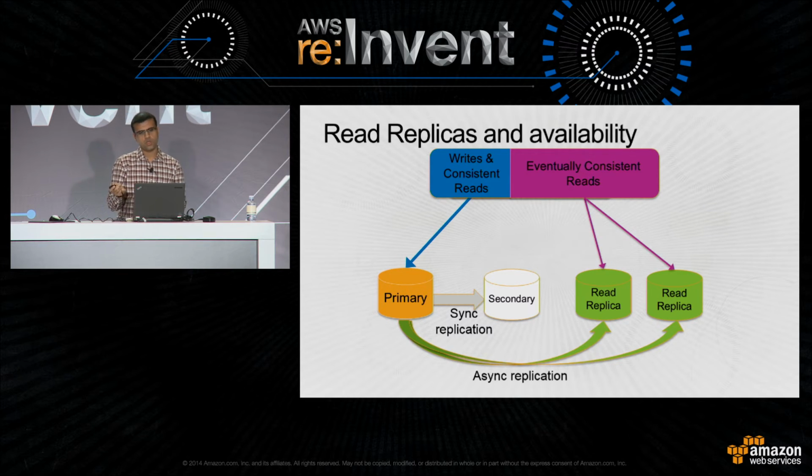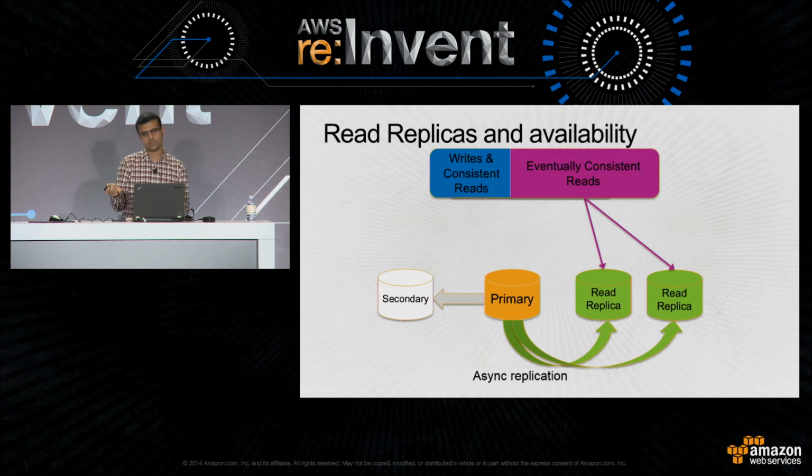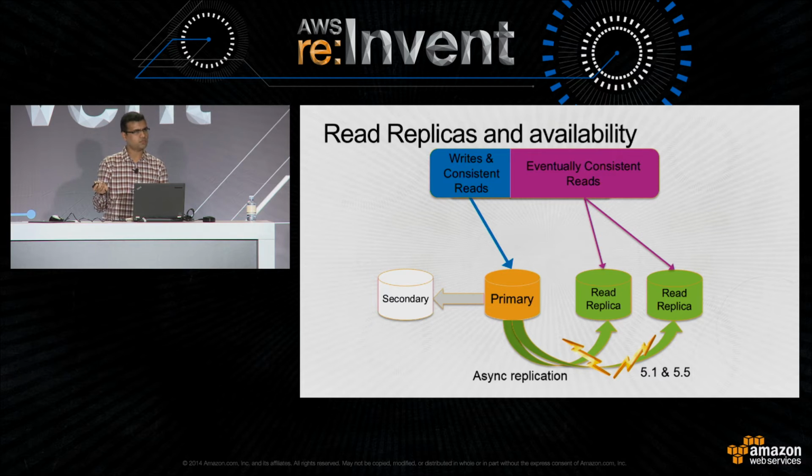And so what happens when a primary instance fails over? What happens to the replicas? So the standby instance or secondary gets promoted to the primary, and replicas simply connect to the primary instance and continue replicating. However, this is not exactly the case with 5.1 and 5.5 because of a MySQL limitation. We're going to talk about that a little bit.